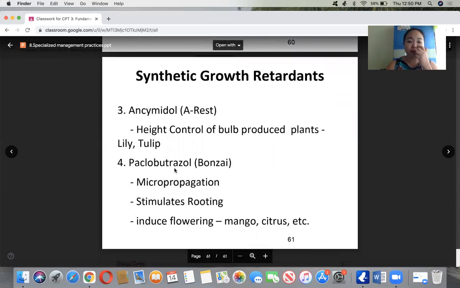And also, lastly, we have Ancymidol and Paclobutrazol. So Ancymidol is for height control of bulb-producing plants like lily and tulip, and Paclobutrazol for micropropagation, stimulating rooting, and induced flowering of mango, citrus, and others.